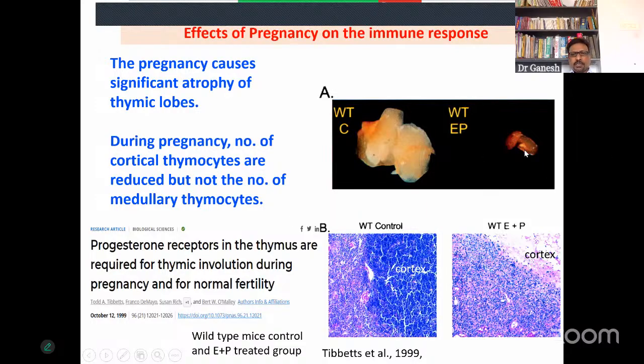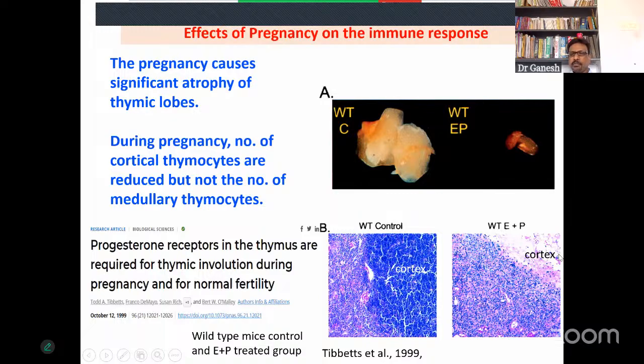The same situation can occur during pregnancy also, where the number of cortical thymocytes is reduced, but not the number of medullary thymocytes. And here is the sectional view that you can see, where the cortex portion consists of the immature T cells, whereas this is the medulla portion where the mature lymphocytes are found. But in response to the progesterone during pregnancy or during the exogenous treatment in a normal female, there is severe depletion of the T lymphocytes in the cortex region.